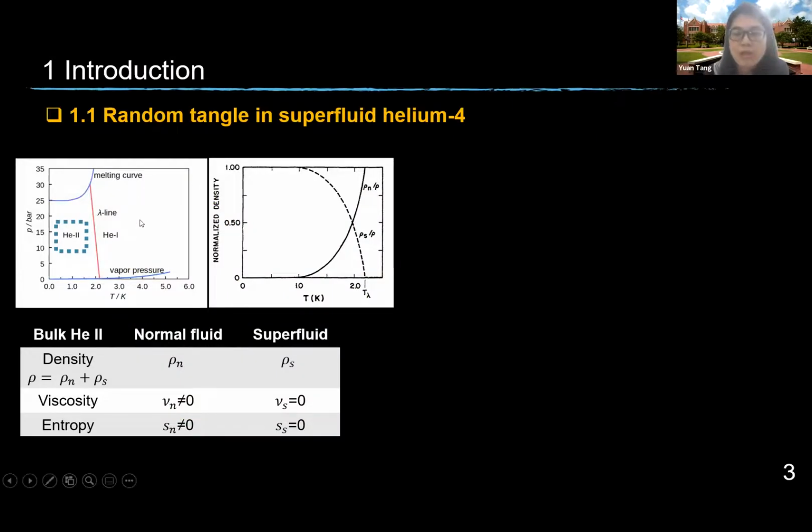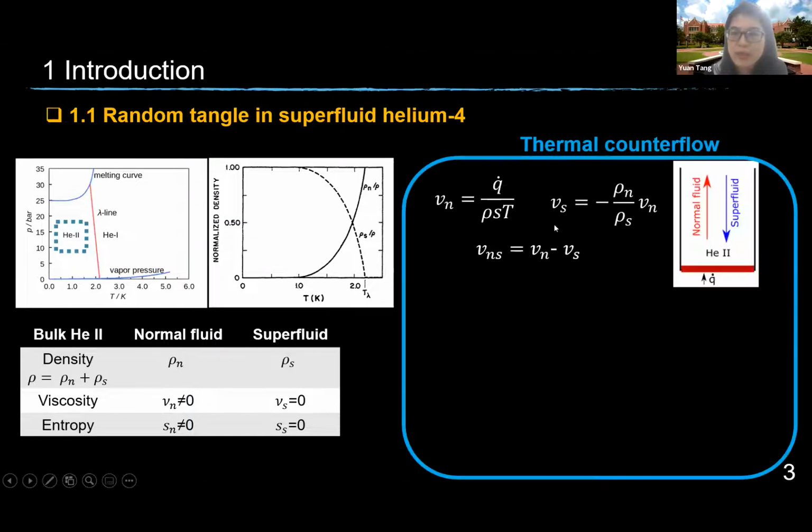This is a phase diagram of the liquid helium-4 when the temperature is below the transition temperature, typically 2.17 K. Under the condition of atmospheric pressure, the liquid helium-4 will undergo a phase transition from its normal phase helium-1 to its superphase helium-2. Based on the two-fluid model, the helium-2 has two interpenetrating components. One is a normal fluid component, which has both non-zero viscosity and entropy. The other is a superfluid component, which has both zero viscosity and entropy. Today, we focus on the thermal counterflow in helium-2.